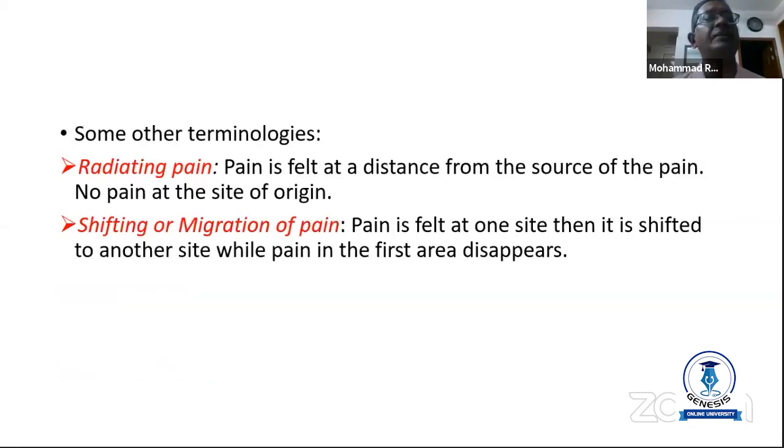Some other pain terminology is also there, like radiating pain. Pain is felt at a distance from the source of the pain. Like when cardiac pain comes, sometimes it is felt in the jaw. So there is also some radiating pain. You have to understand pain may not be present at the original site, may be present at a distant site, and there is shifting or migration of pain. Pain is felt at one side, then it shifts to another side. Like in appendicitis, you can see the patient's pain is predominantly felt in the periumbilical area, and at a later stage, pain shifts to the right iliac fossa.